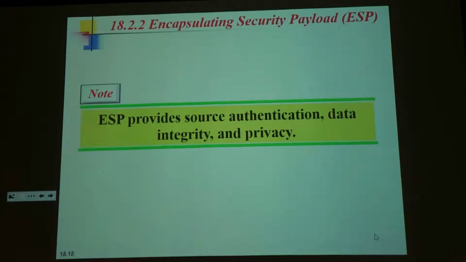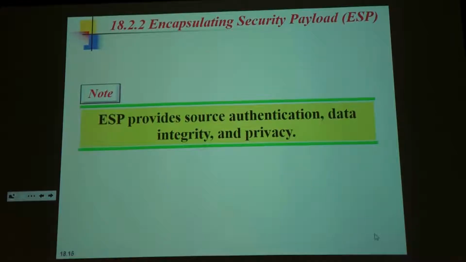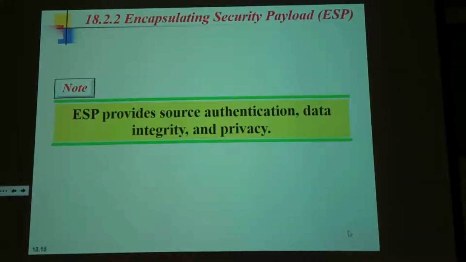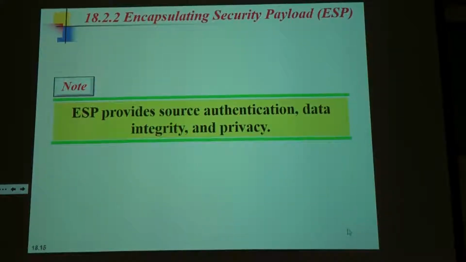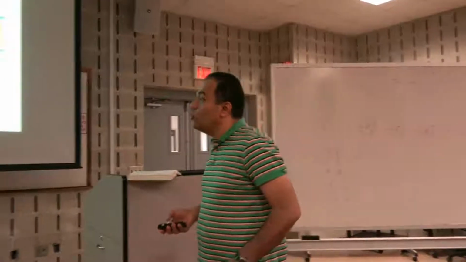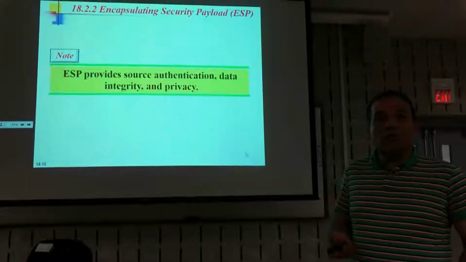So this is the protocol for the encapsulating security payload, ESP. It provides three things. It provides source authentication like AH, data integrity like AH, and privacy. That means the data will be encrypted. So which one is more secure, ESP or AH? ESP. Why do you need AH?